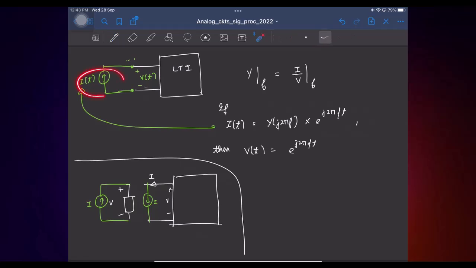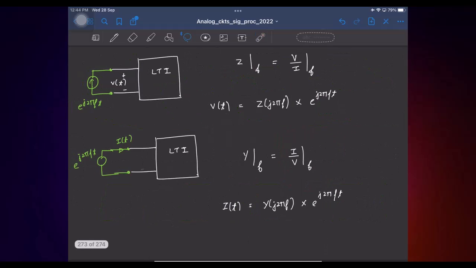So if I apply a current I of t, which is the same value that I had measured earlier, the voltage is e power j 2 pi f t. Now if I scale the current, scaling it by the factor y, so it's a linear network. So now if I apply a current e power j 2 pi f t, I have this voltage. And in the first experiment, we did the same thing.